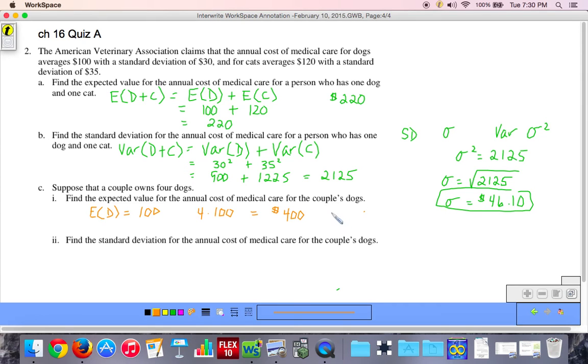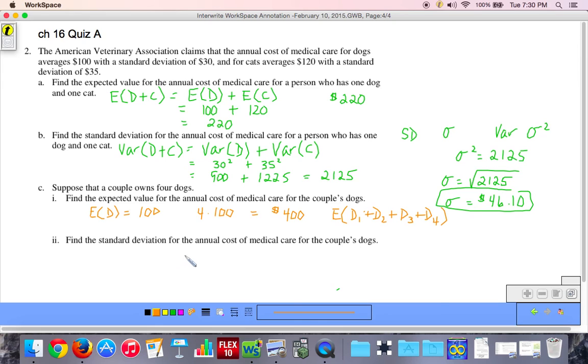Or you could have said the expected value of owning dog 1 plus dog 2 plus dog 3 plus dog 4 would be equal to $400. And each dog here would be $100 plus $100, because we learned earlier that the expected value of the sum is just equal to the sum of the individual expected values.